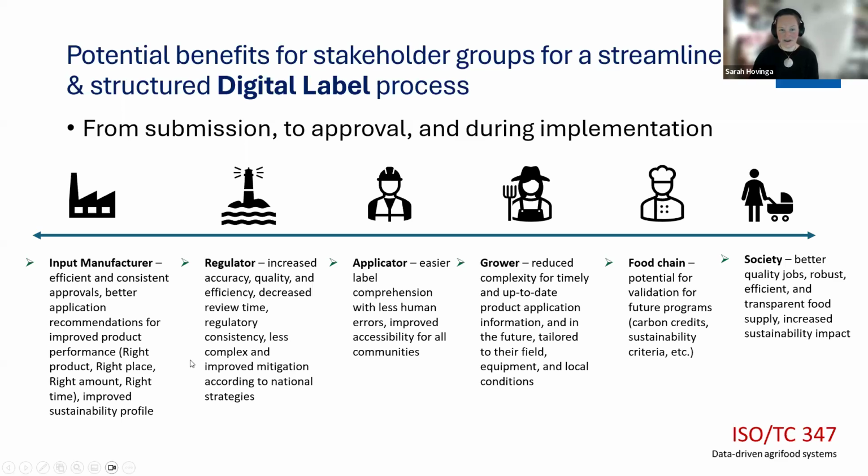This has benefits all across the spectrum of the different stakeholders that we've mentioned before. We talked about the efficiency of submissions for an input manufacturer, a company submitting a pesticide label, for example. In addition, it secures that the product, as best as can be done, is being applied in the right place, in the right amount, at the right time. We also talked about the pain points and the benefits for the regulator.